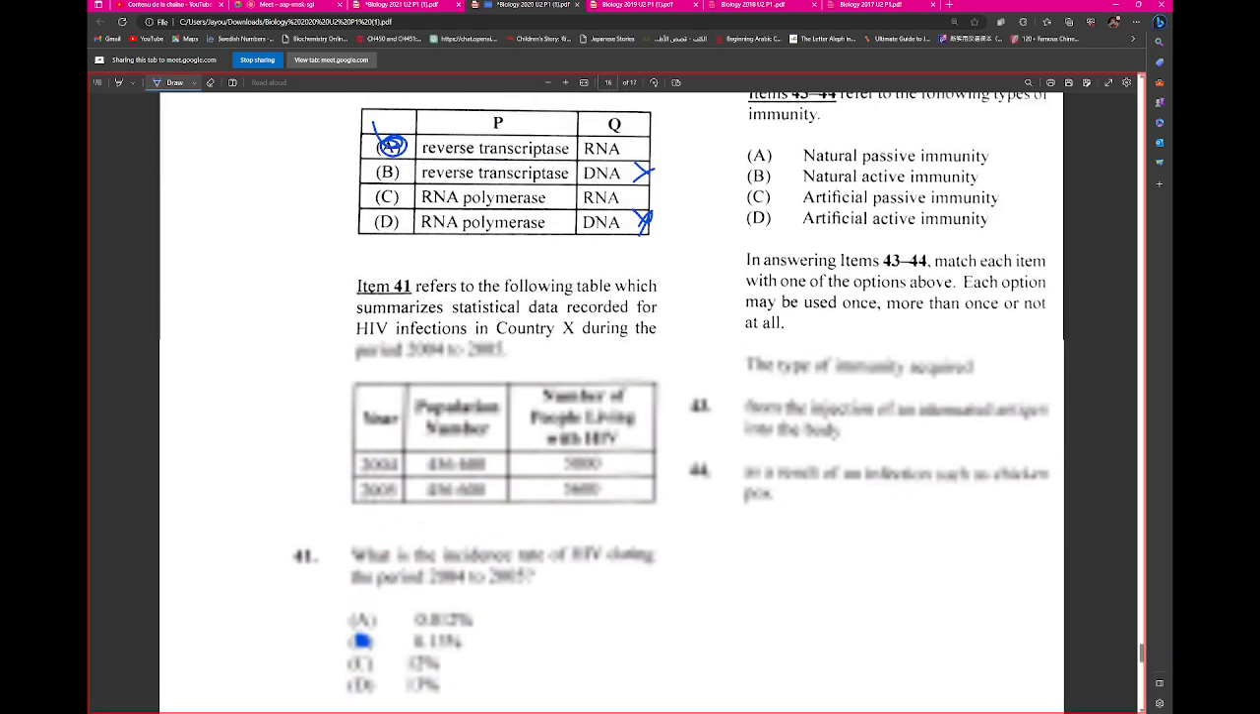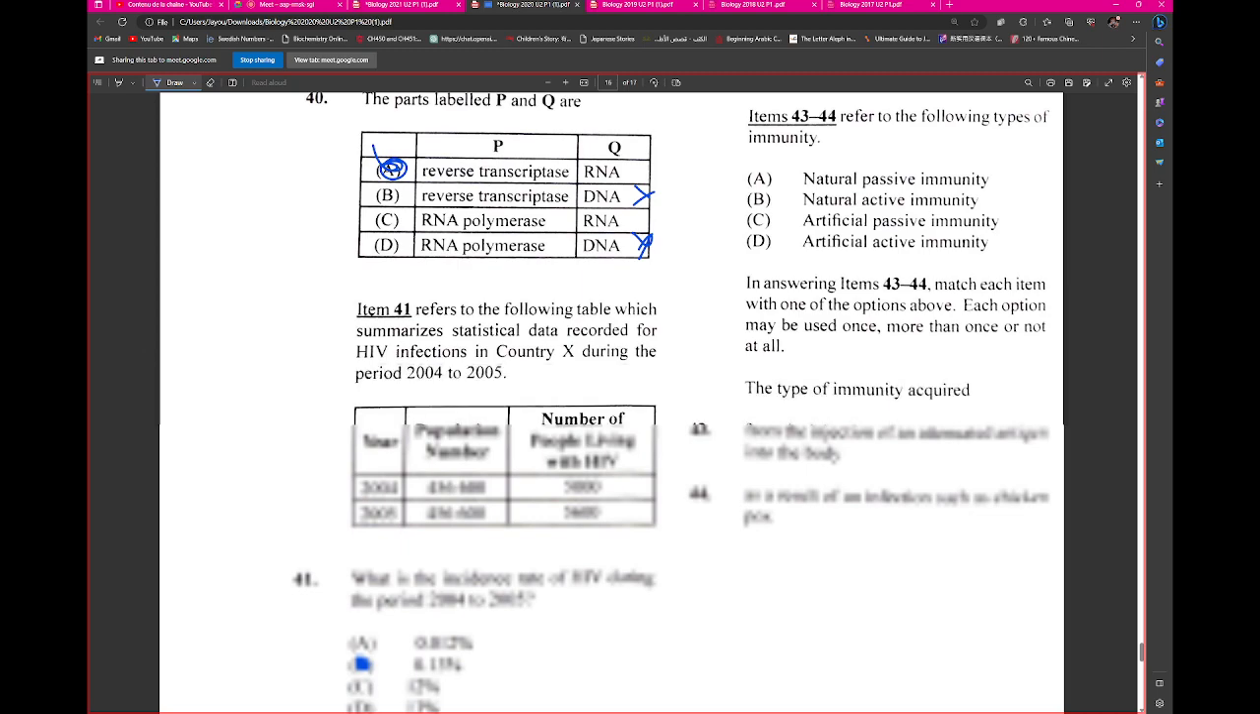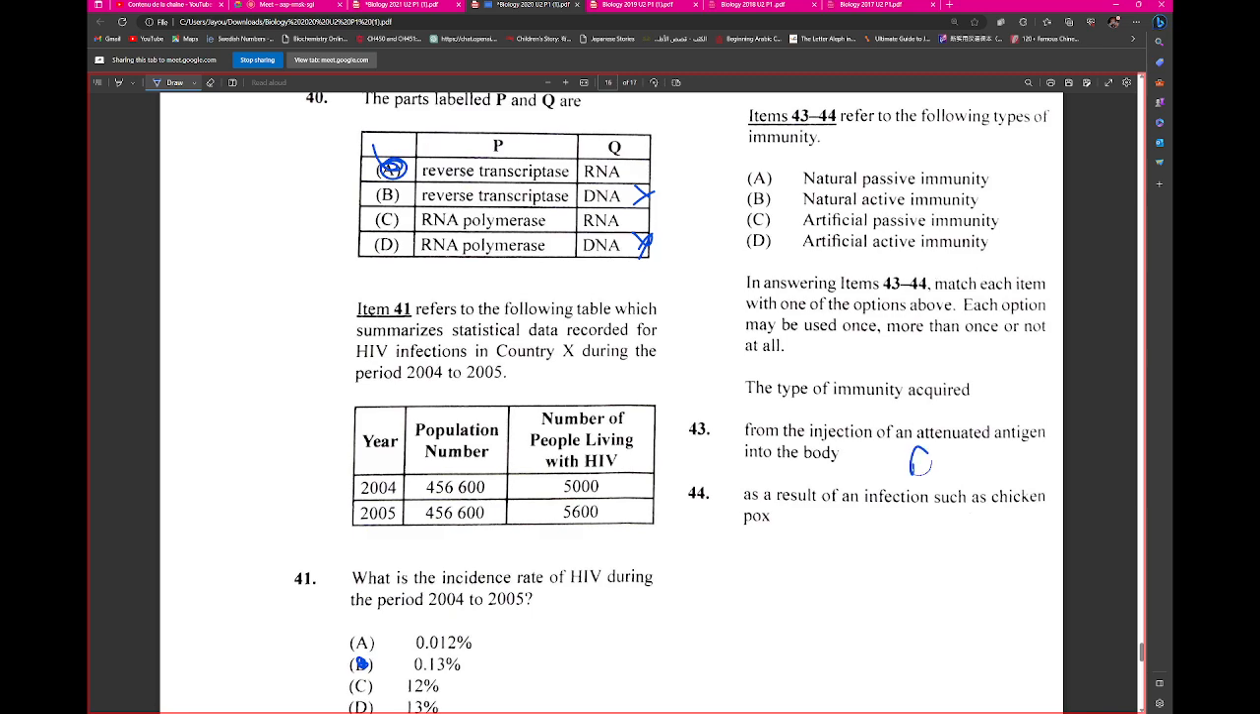Alright. Now let's look at this. Now these are repeats as well. I can smell it. So the injection of an attenuated antigen to the body, this would be artificial active, right? And then the smallpox thing, this would be natural active. Alright, so that would be that.